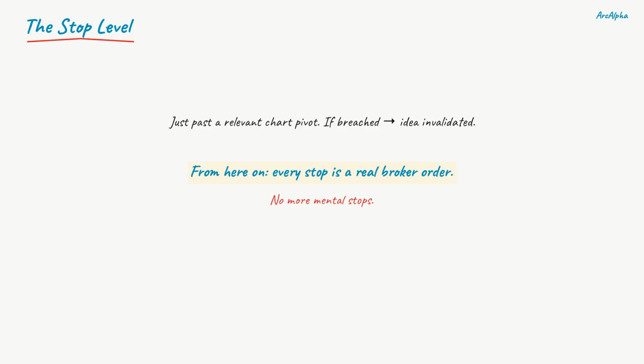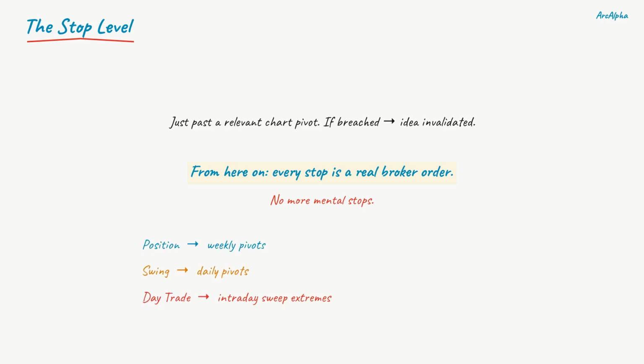Start with the stop. The platform suggests a stop level just past a relevant chart pivot, the level where, if breached, the original idea is invalidated. You set this in your broker as part of your bracket order. From this video forward, no stop is mental. Every stop is a real order living in your broker.